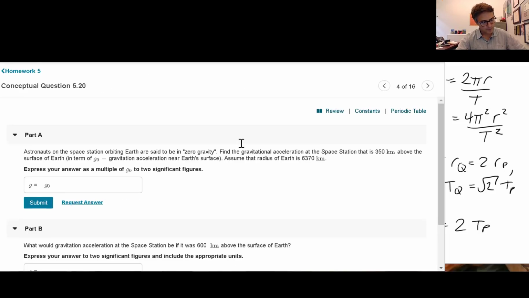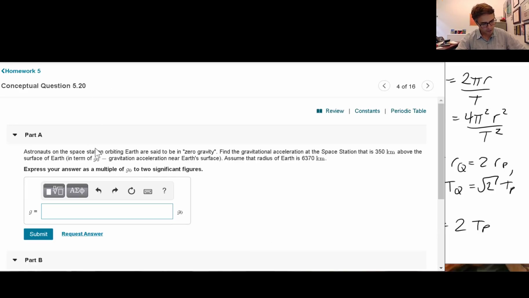We're cooking along here. Conceptual question 5.20. Astronauts on the space station orbiting Earth are said to be in zero gravity. Find the gravitational acceleration at the space station that is 350 kilometers above the surface of Earth in terms of g0, the acceleration near the Earth's surface.